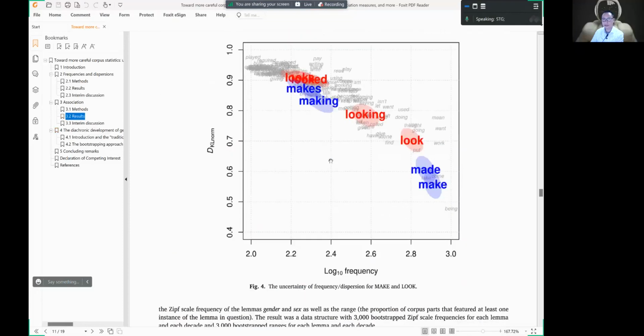So you can do the bootstrapping in a multi-dimensional way. In this plot here, you have how much these verbs like to occur in a specific construction. Okay, and I'm plotting it so you have frequency on the x-axis and association on the y-axis. But I'm also doing the bootstrapping thing on this.